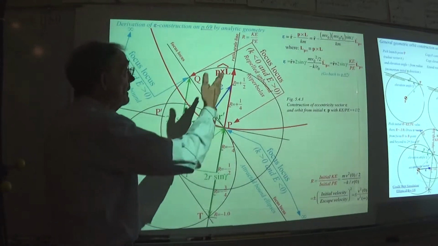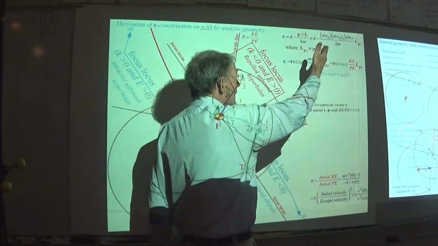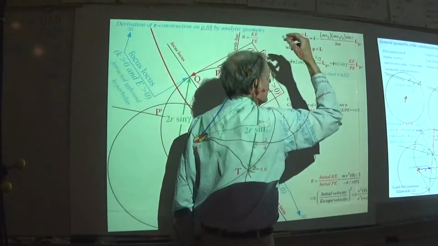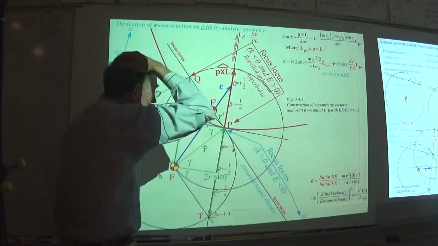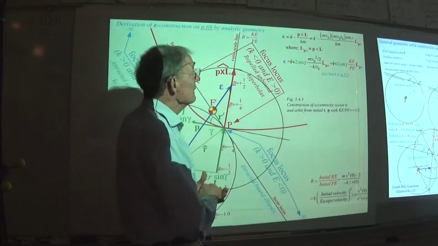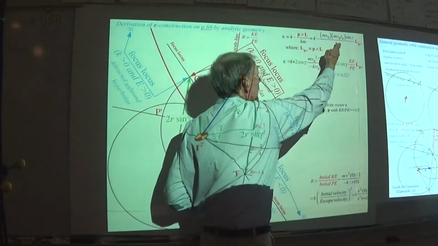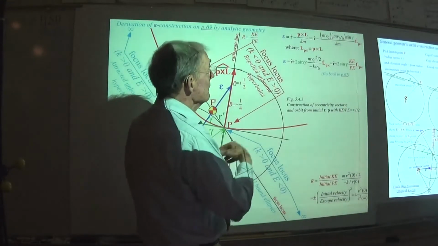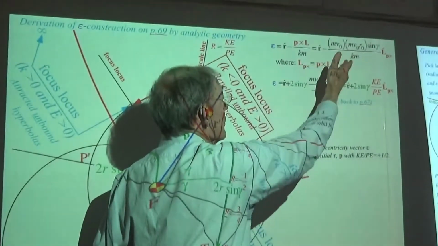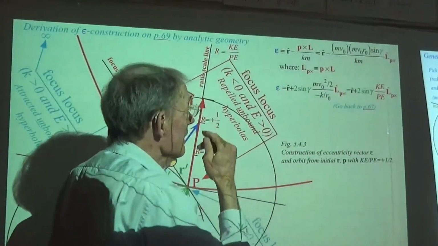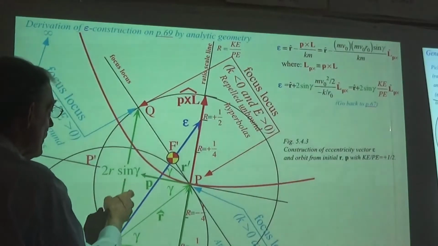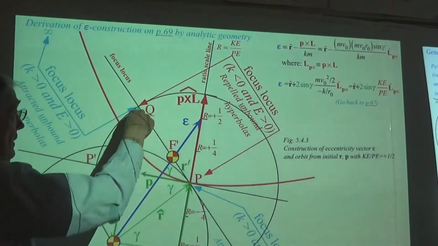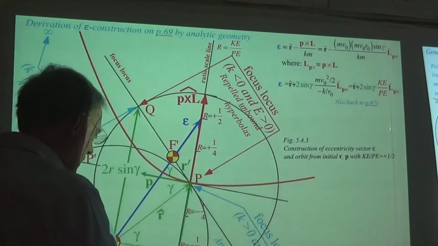So, here's the epsilon vector dissected into just ordinary algebra. The cross product becomes a sine of gamma, the angle here. And then P and L appear as a product divided by Km. So there's the epsilon definition, and here we're taking it apart. Then we go ahead and use some trigonometry. We're interested in these coordinates here, 2r sine gamma, 2r sine gamma this way. Let's see if that's the way.